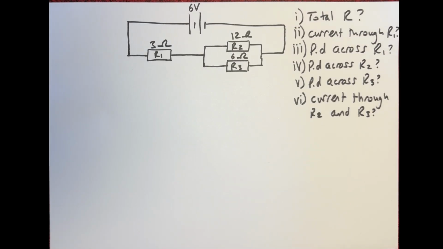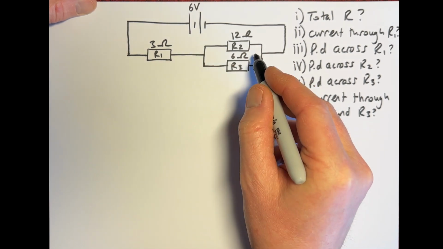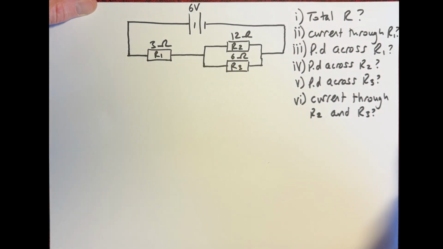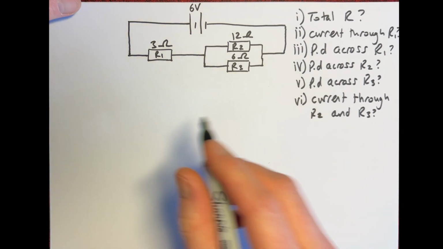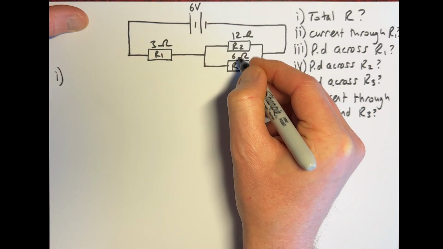Now we're going to have a look at a parallel circuit, or a circuit with a parallel section in it. The way that we're going to look at this circuit is this section here is parallel, but this section and this section are in series. So the first thing we're going to do here is work out the total resistance of the circuit. To do that, we need to first of all consider the parallel section.